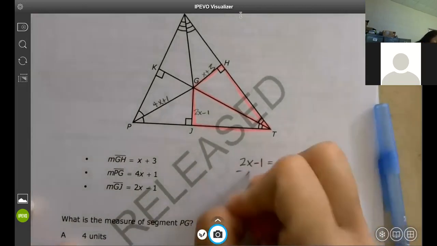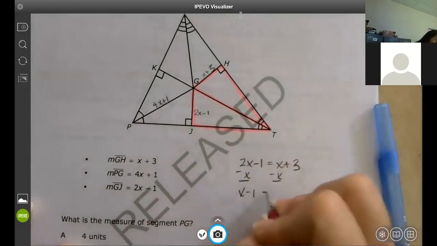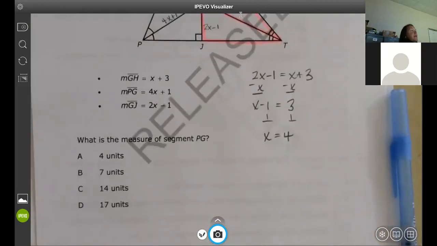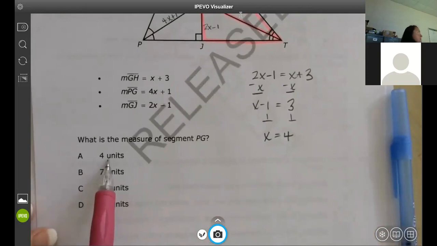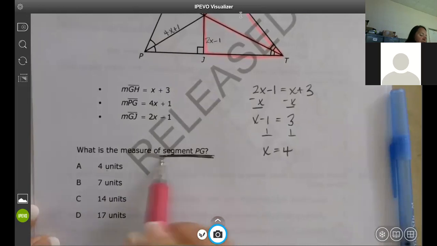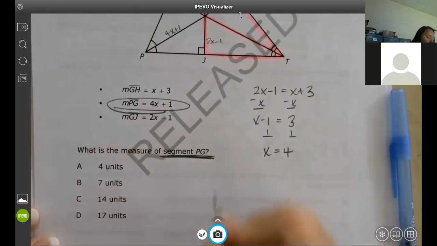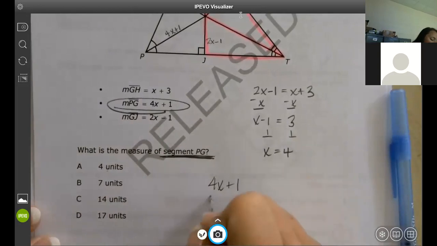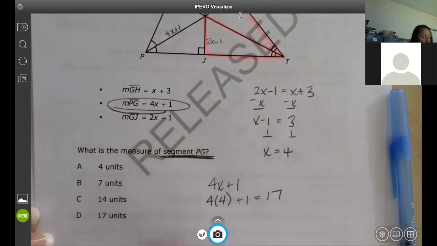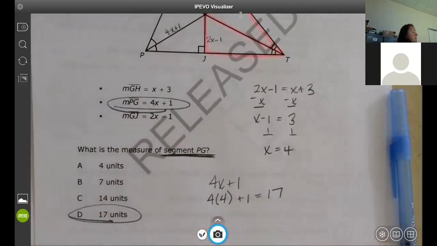We're going to solve it. We're going to subtract x. We get x minus 1 equals 3. We're going to add 1 and x equals 4. Now, if you look at your answers, this is what I need you to understand. They did not ask you for x, but they're always going to put it there. Does everybody understand? Make sure. It says, what's the measure of PG? PG is 4x plus 1. X was 4, so 4 times 4 is 16 plus 1 is 17. Very, very good job.